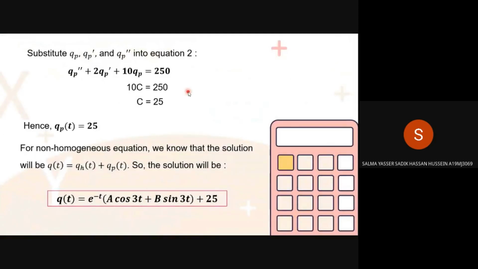Then we will substitute the first derivative, second derivative, and the QP value inside the main equation. We will get that QP second derivative is 0 plus 2 multiplied by 0 plus 10c equal to 250. Then 10c equal to 50 will give c equal to 25. So QP(t) equal to 25.